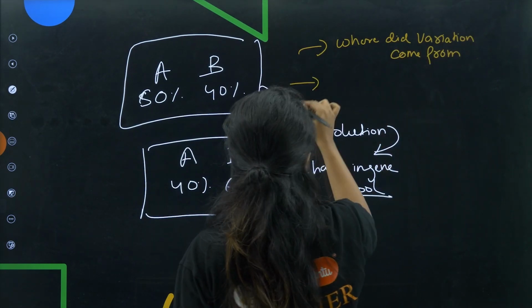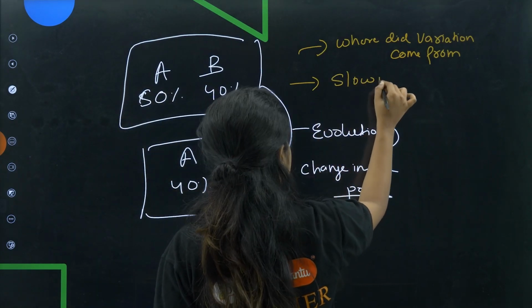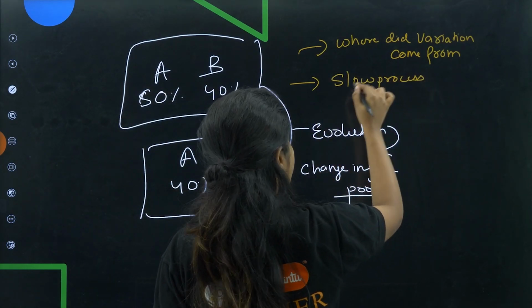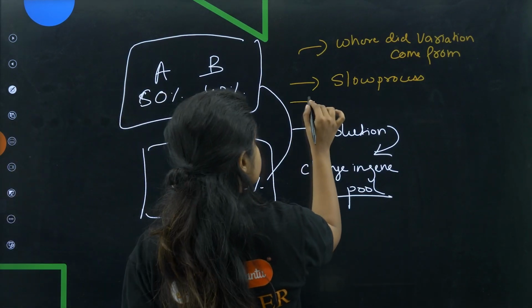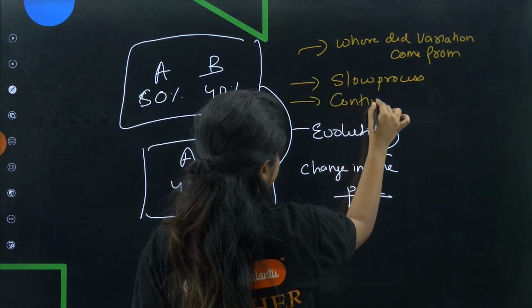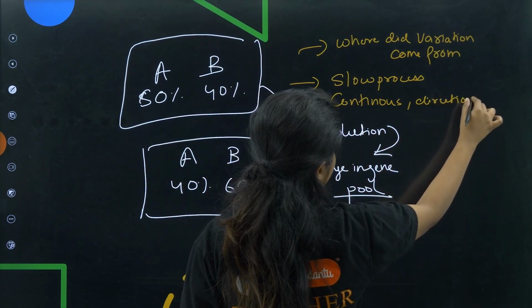And he also said that these changes that you see are a very slow process. Whatever you see is a slow process of evolution that has been taking place, and it is always continuous in nature, or it is directional.